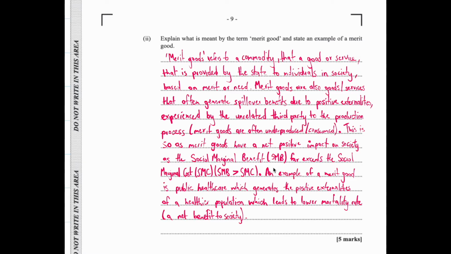An example of a merit good is public health care, which generates the positive externalities of a healthier population, which leads to lower mortality rates, which is an overall benefit to society. Less mortality, more people alive. With more people alive, you can get more production. Yeah, things of that nature. You can continue from that.